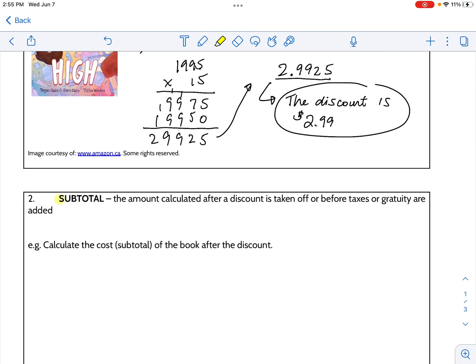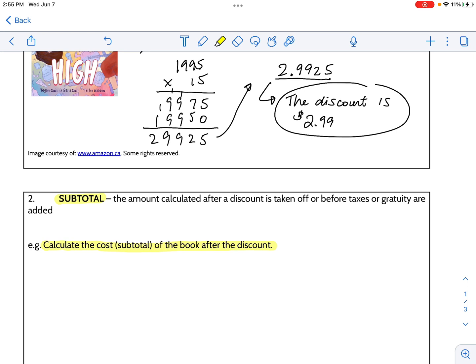Now, the subtotal is the amount calculated after the discount is taken off but before taxes or gratuity are added. So this is the order in which prices are calculated. First you subtract the discount and then you deal with the taxes later. So we're going to calculate the subtotal of the book after the discount, but that's not our final price yet. That's why we call it a subtotal.